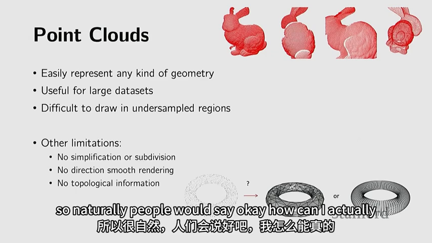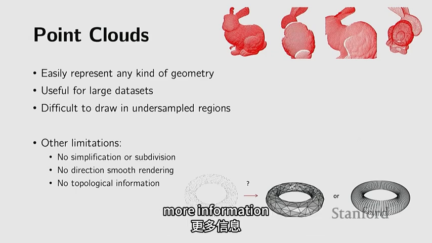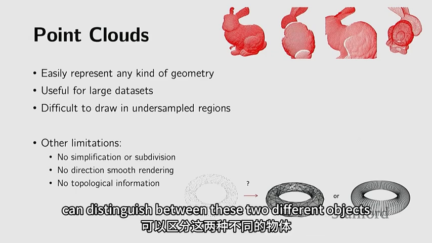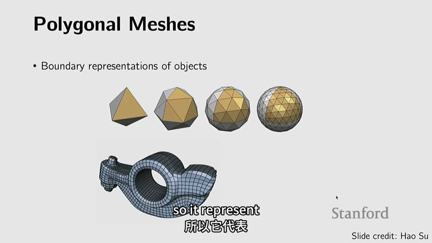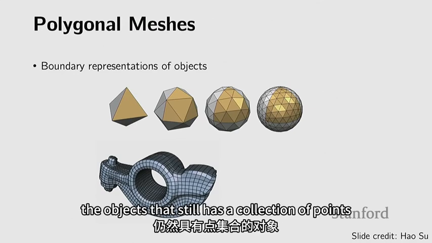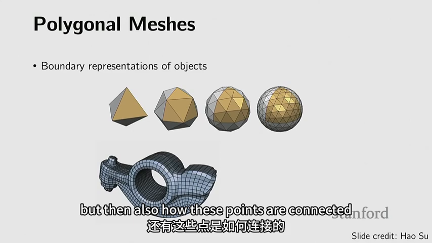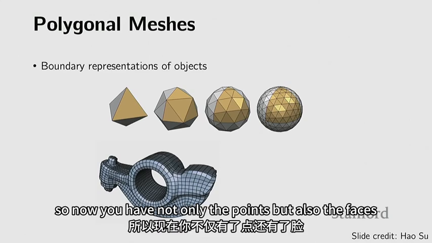So naturally, people will ask how can I capture more information so that I can distinguish between these two different objects? Then naturally, that goes to polygonal meshes, right? They represent the objects still as a collection of points, but also how these points are connected. So now you have not only the points, but also the faces, the surfaces.